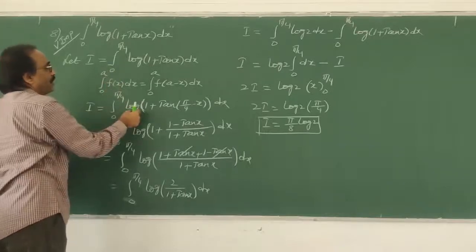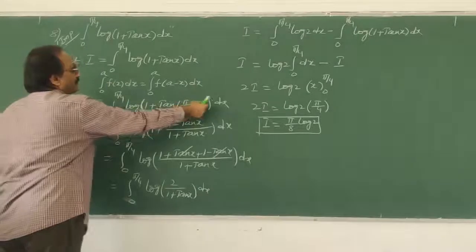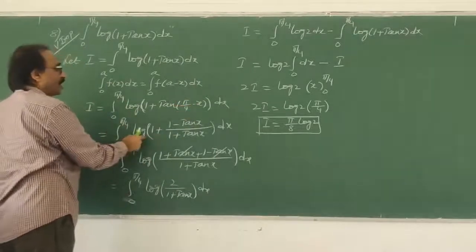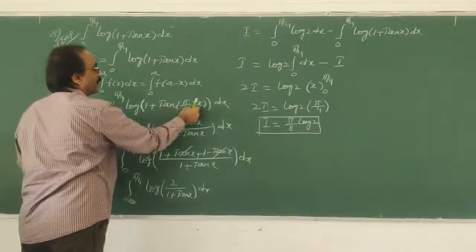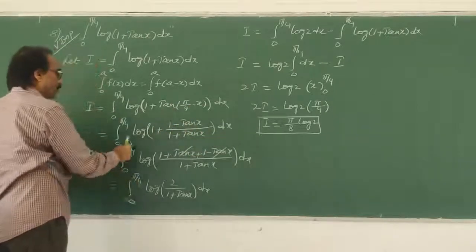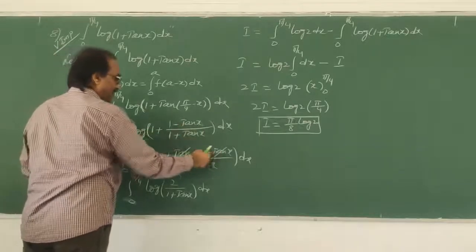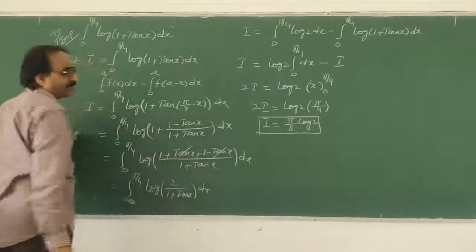A means pi by 4. Log of 1 plus tan of x means how much? Pi by 4 minus x dx. Integral 0 to pi by 4 log of 1 plus tan of (a minus b). Formula: tan a minus tan b by 1 plus tan a tan b. Integral 0 to pi by 4 log of, if you take the LCM, 1 plus tan x plus 1 minus tan x, cancel. 2 by 1 plus tan x.